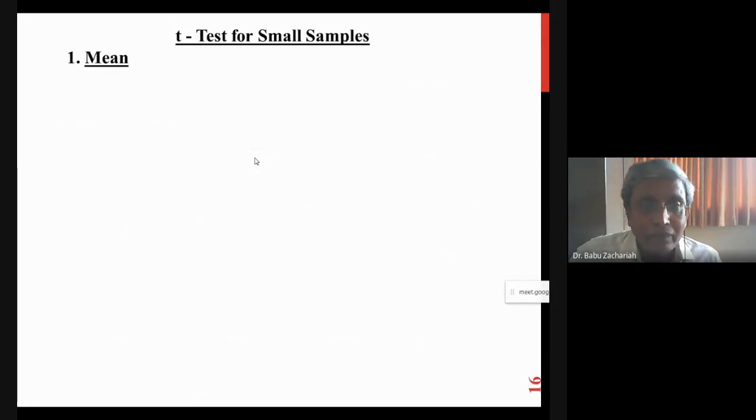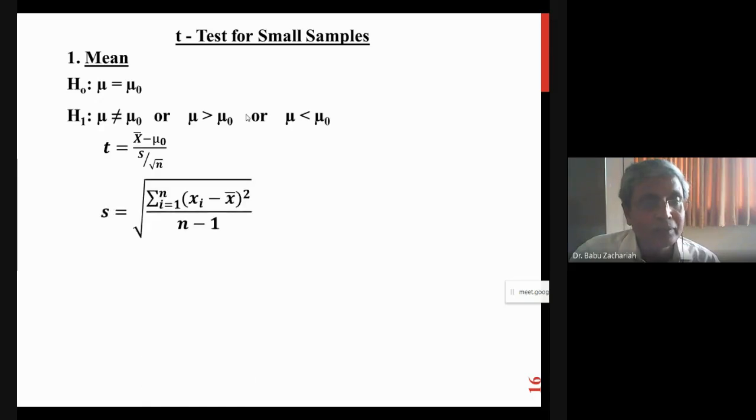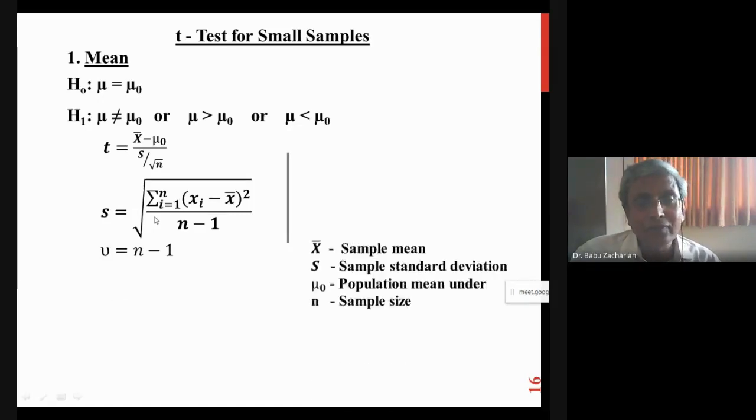And the first test which we have is the test for mean. So here the situation will be like this. There will be a specified value for mu. Alternative can be one among these three. And t is calculated by this formula. And here the standard deviation is calculated by this formula. You need not bother about this because SPSS will calculate all those.